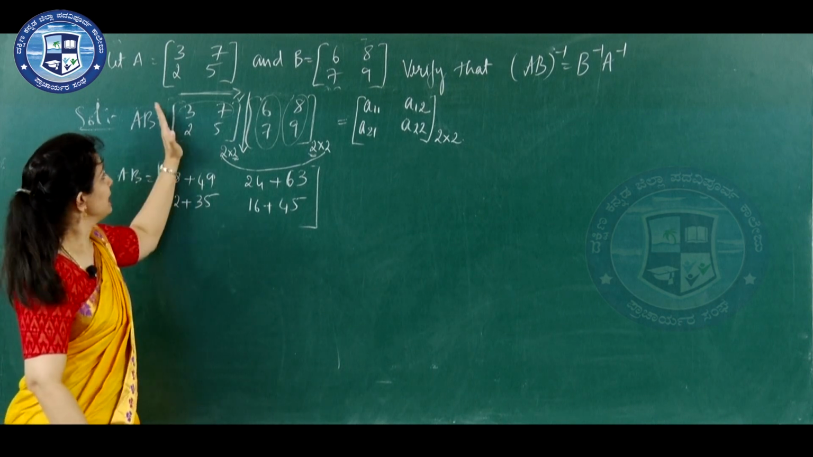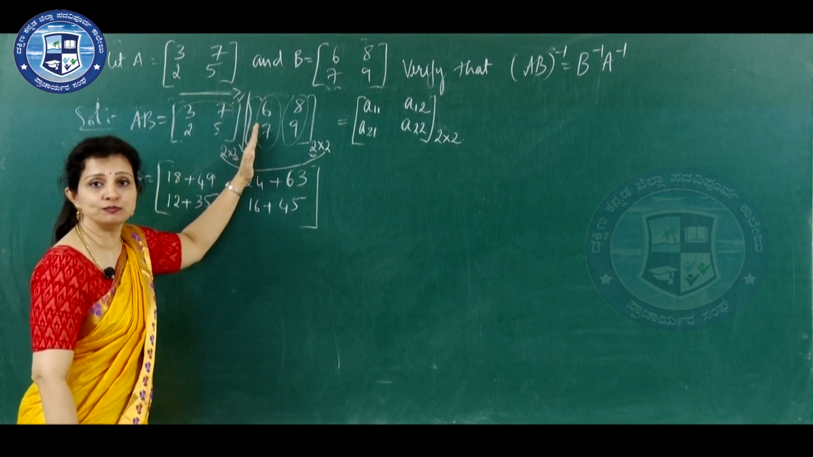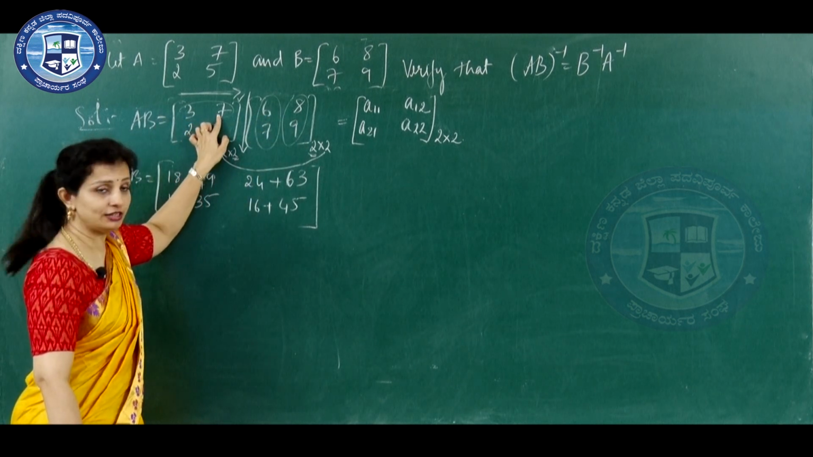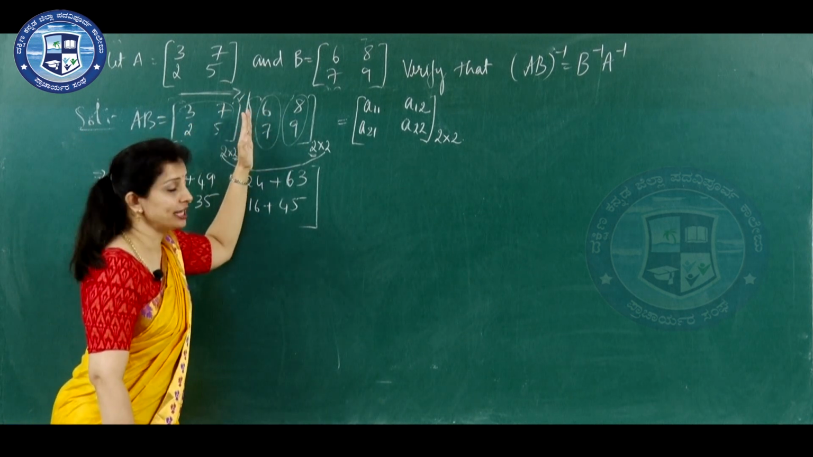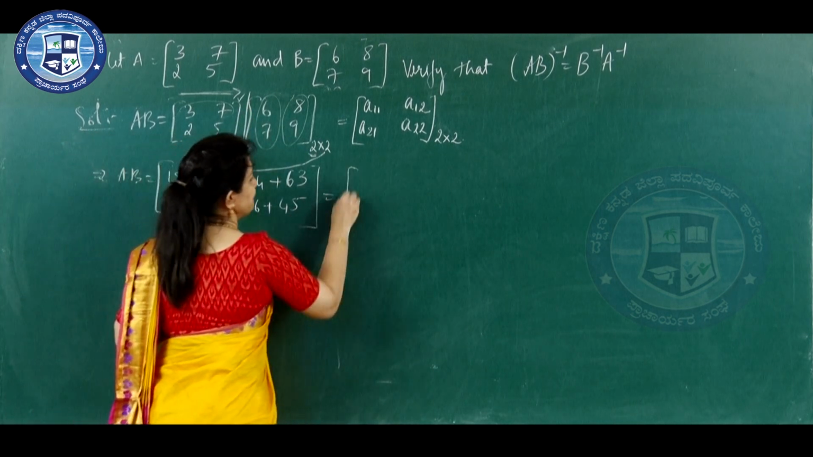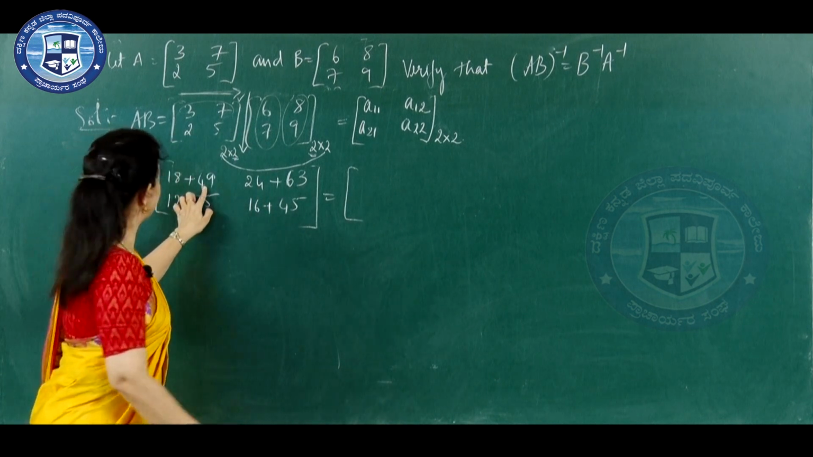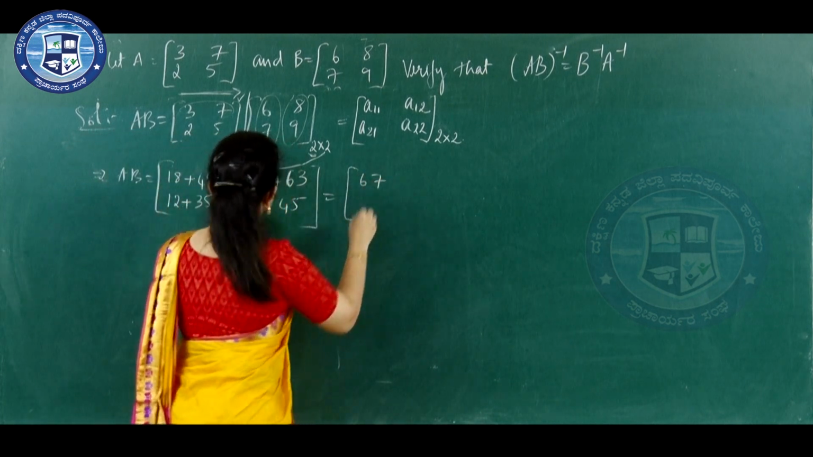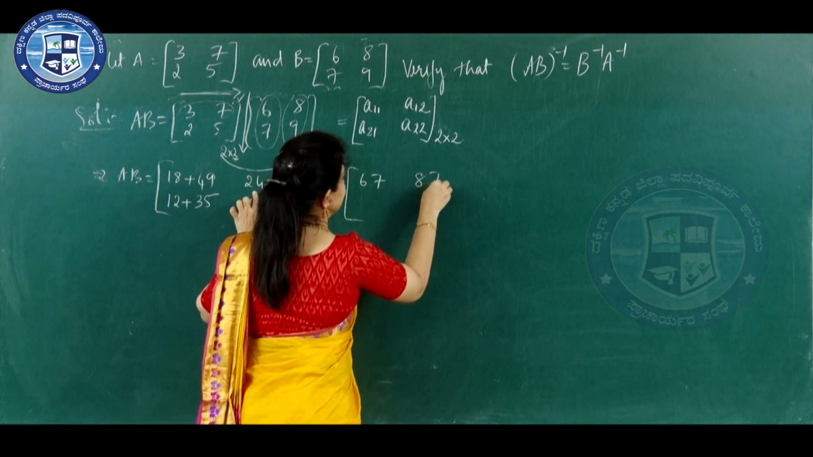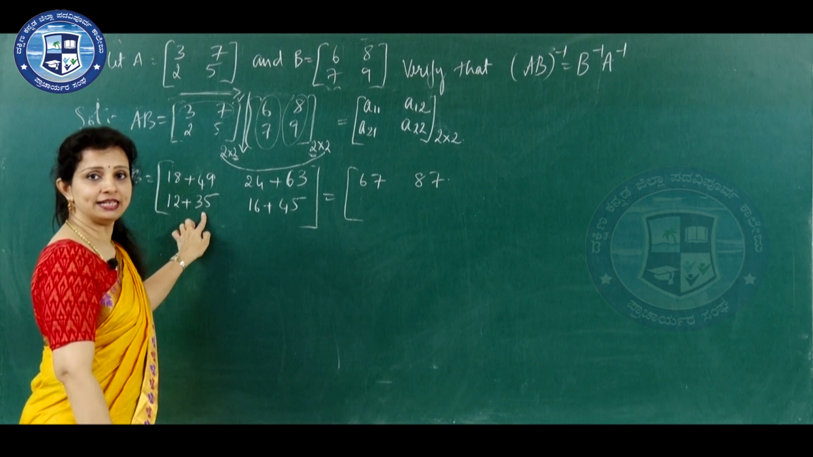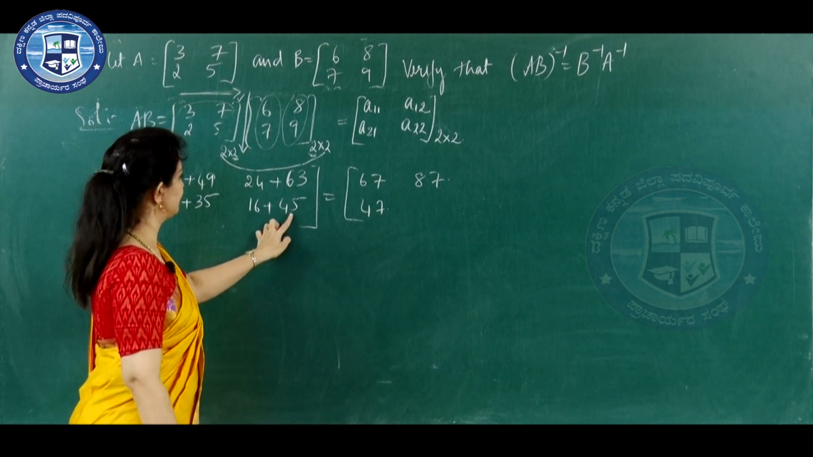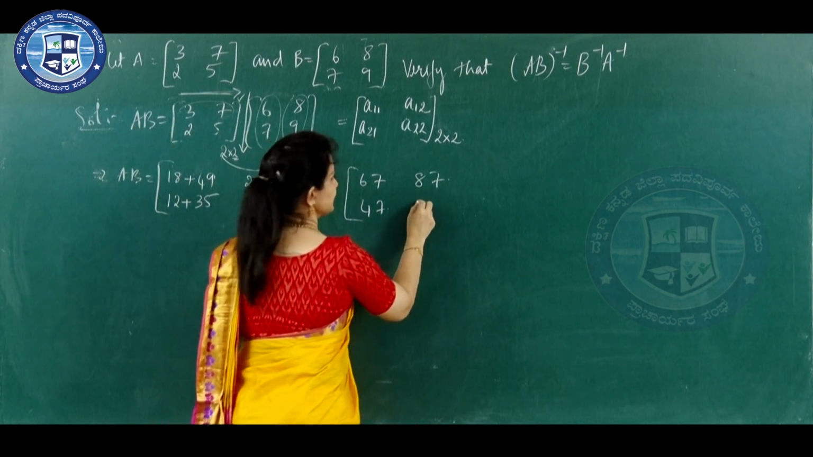So, always the elements of the rows are multiplied by the corresponding elements of the columns of the second matrix. So, what is AB here? 18 plus 49 is 67, 24 plus 63 is 87, 12 plus 35 is 47, 16 plus 45 is 61.